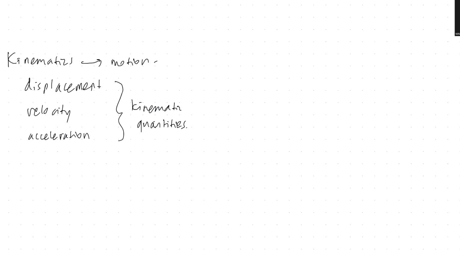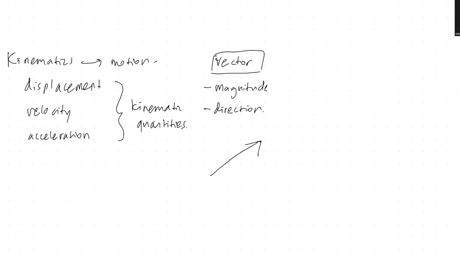But for now, we need to first define a few things. Firstly, it's very important in kinematics to understand the idea of a vector. So what is a vector, you might be asking. A vector is basically some quantity which has both magnitude and direction. So what does this mean? Usually we can visualize vectors as arrows. These arrows have some length, and their length corresponds to the magnitude of the vector.